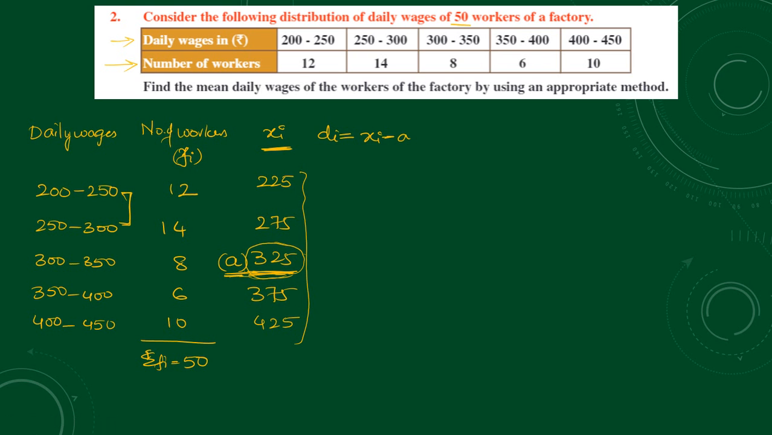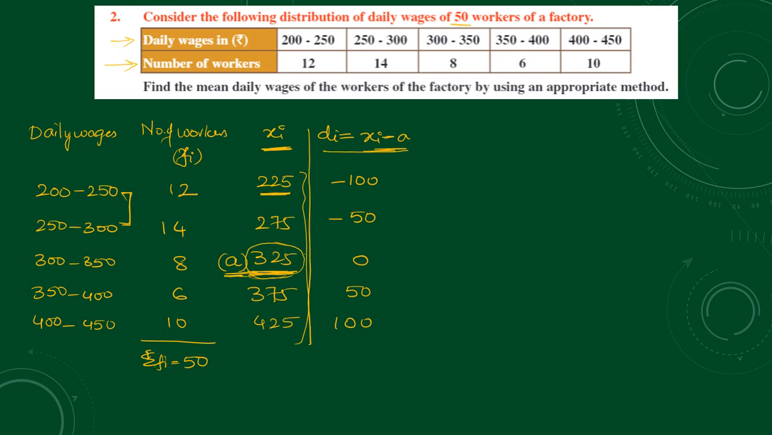If I consider this as A, then what is my value of Di? Let us see. Di is equal to Xi minus A. For this particular situation, Xi is 225. What is A? A is 325. So 225 minus 325 is minus 100. Next, clearly this becomes minus 50. This is 0. This is 50. This is 100.